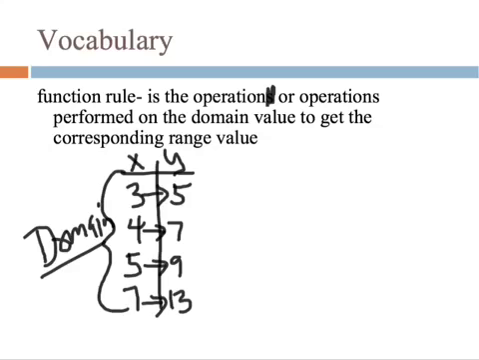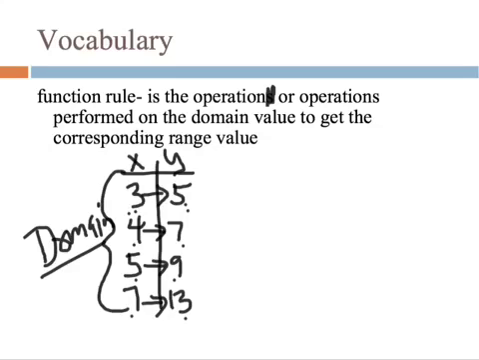And now let's think about the rule. What did it take for me to start with 3 and get 5? It has to be the same thing for each element. So what did I do to 3 to get 5? I have to have done the same thing with 4 to get 7, 5 to get 9, and 7 to get 13. Can you see it? Think about it. Pause me and unpause me now.